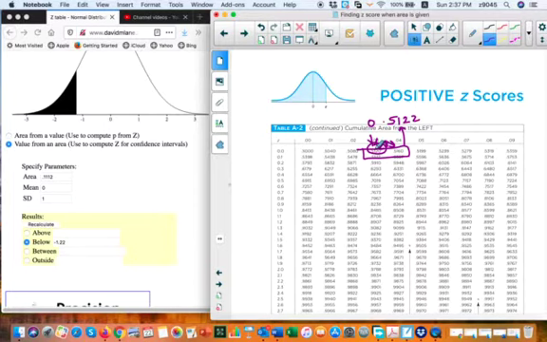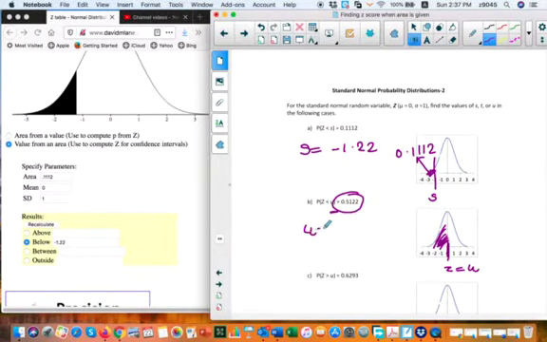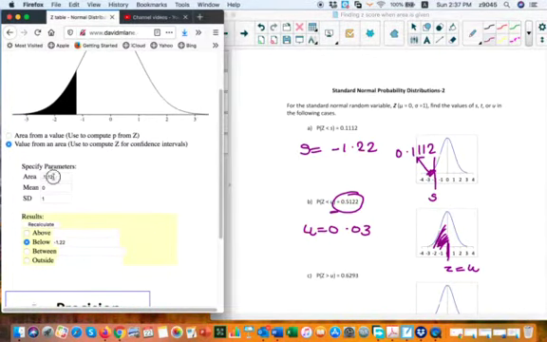So the area 0.512 corresponds to 0.03. So the value of Z is 0.03. So the value of Z here, that is represented as U. So U equals 0.03. Let's recalculate this value from the calculator also.